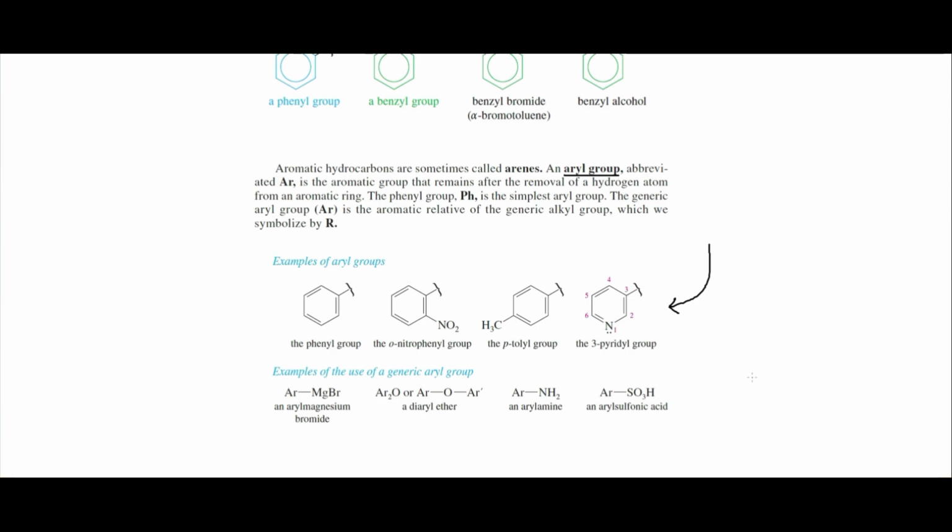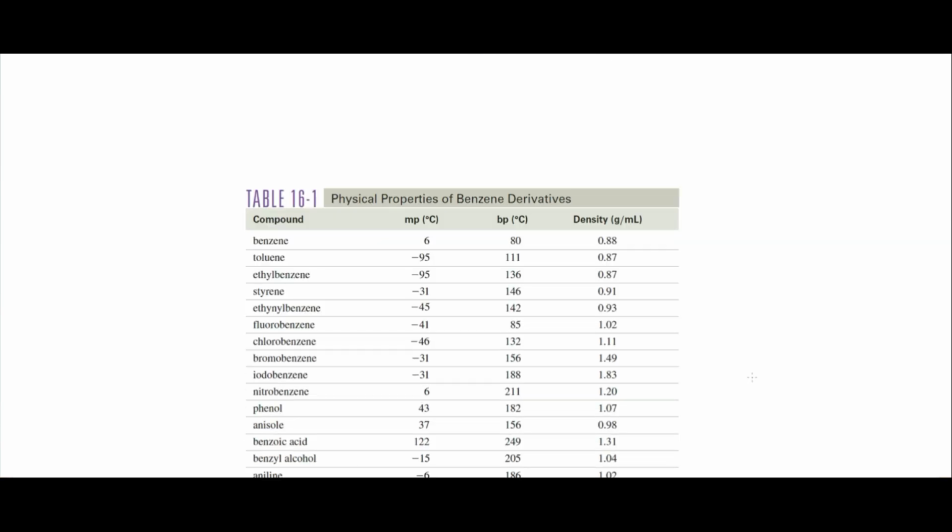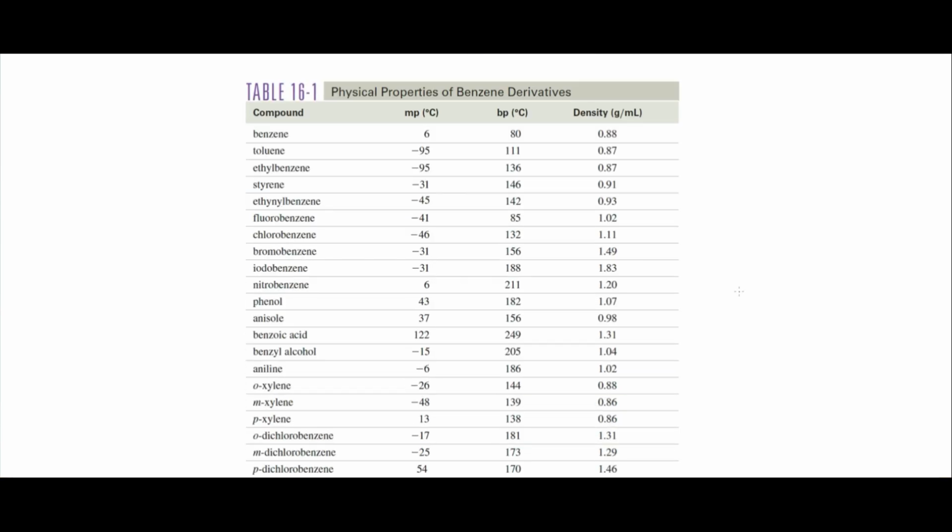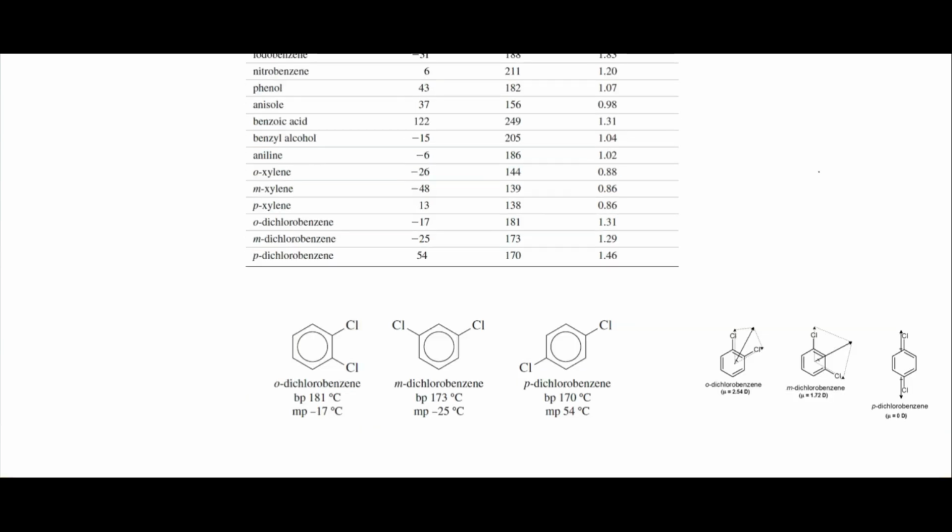And if we look at a few of the physical properties of these aromatic compounds, we can have the melting point, boiling point, and density. These are going to be all over the place depending on what it is. Three of the ones that I wanted to look at are these ones down here, the O, M, and P dichlorobenzene, and we can see the structures of those right here.